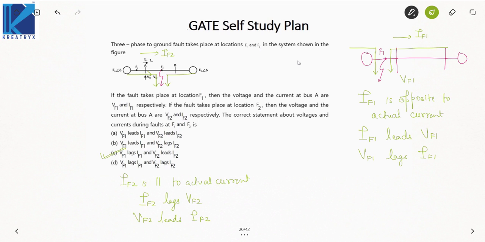So whenever you have to judge the phasor diagram, you just have to remember the basic rules that I have told you about the phasor diagram of a fault. Okay. So if you have this much knowledge, you can crack the questions that are being recently asked in the GATE exam based on fault analysis. Is it fine? So I hope this video will help you in solving problems. Thank you.